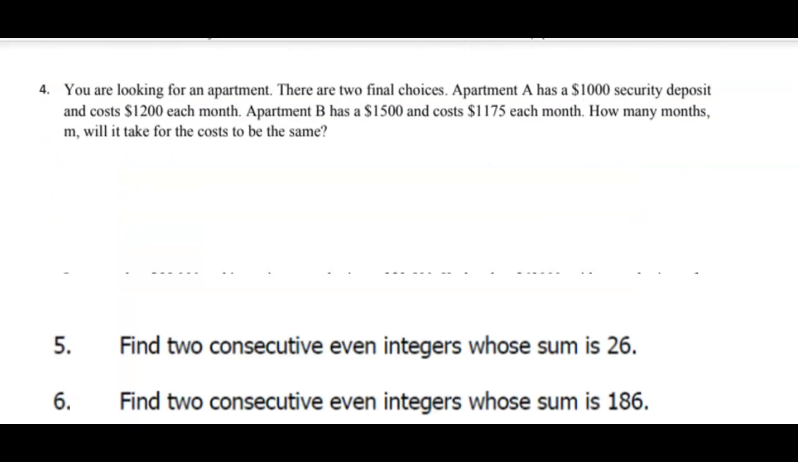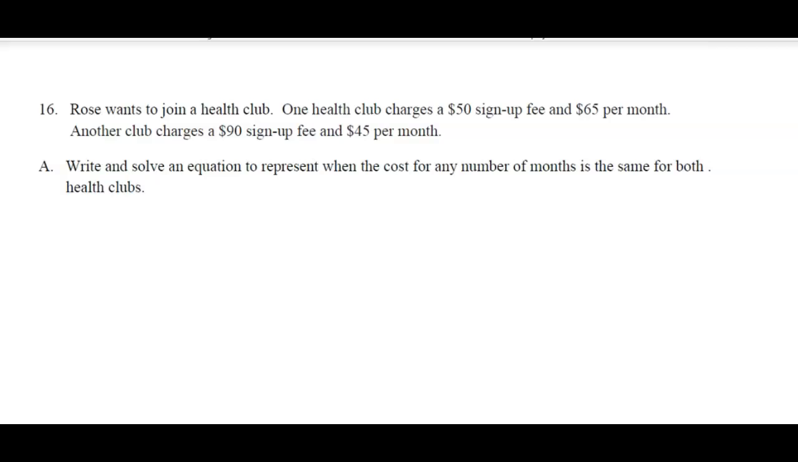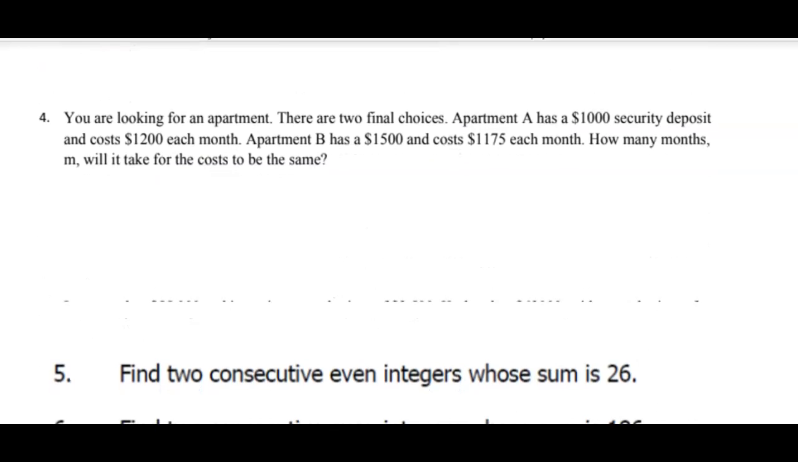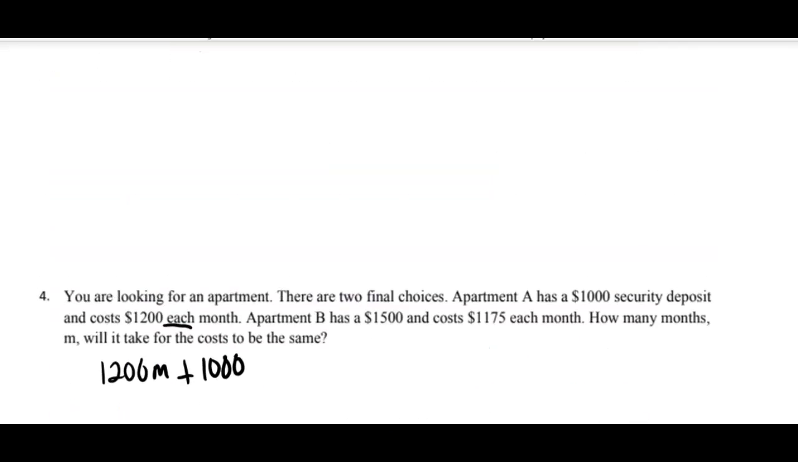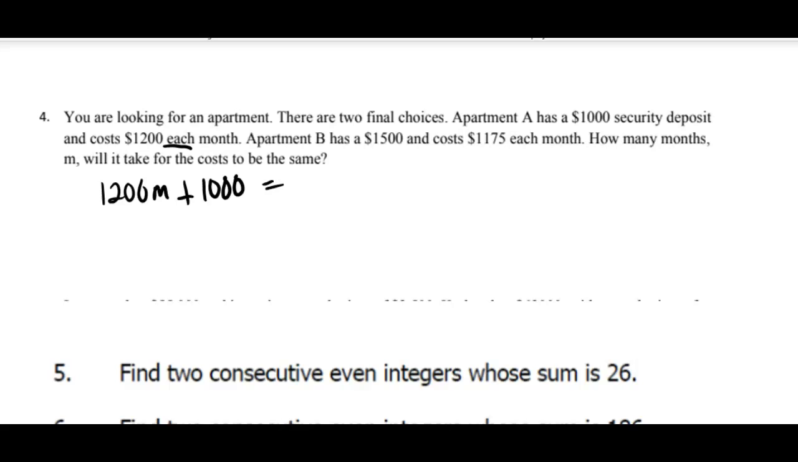A couple story problems. Okay. This is the one that somebody asked for, so we're going to do this one here in the essence of time. It says apartment A has a $1,000 security deposit plus $1,200 each month. So that's $1,200 a month plus $1,000 for your security deposit. Okay. And that equals my apartment B, $1,175 each month plus $1,500.